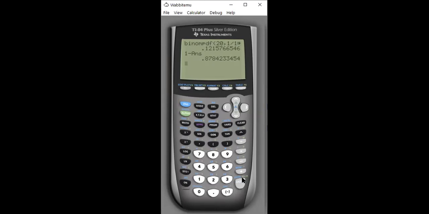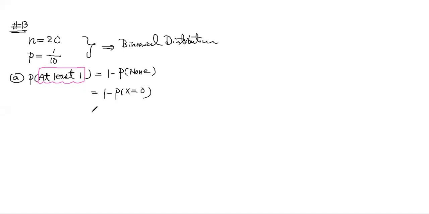0.87842, all right? So now let's go back to my whiteboard here. Okay, so this one will be 1 minus 0.1215 something. This is how I use the TI-84 calculator, right? So this will give me 0.87842, something like that, okay?